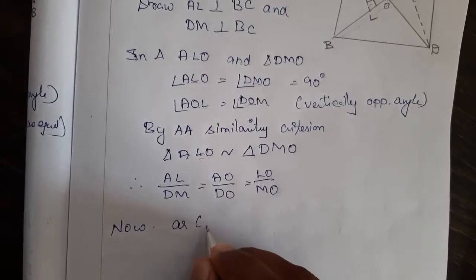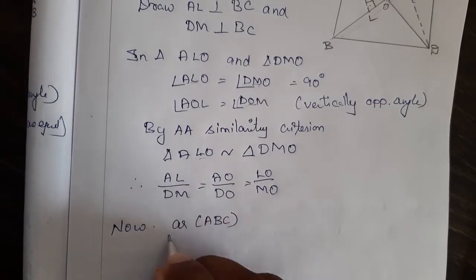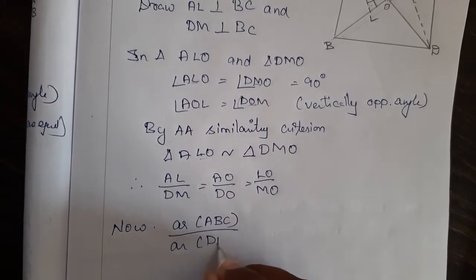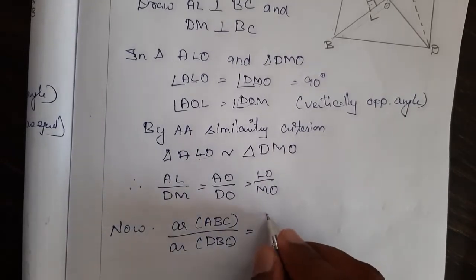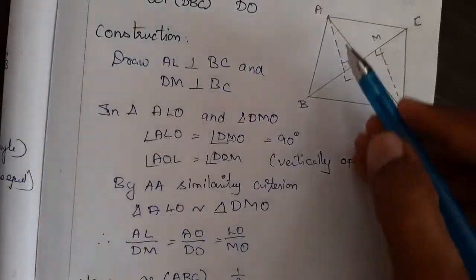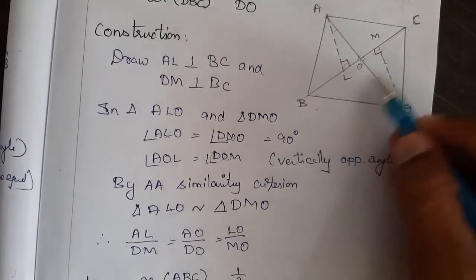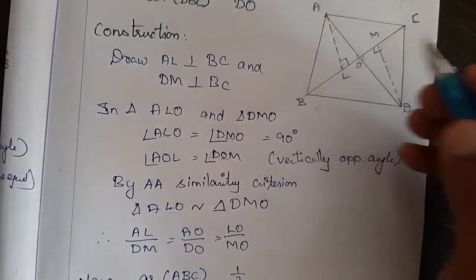Now what we require is the area of triangle ABC and DBC. So the area of triangle ABC by the area of triangle DBC is equal to the normal half into base into height. So half into, in triangle ABC, what is the base? The base we will take common, BC, and the height is AL.